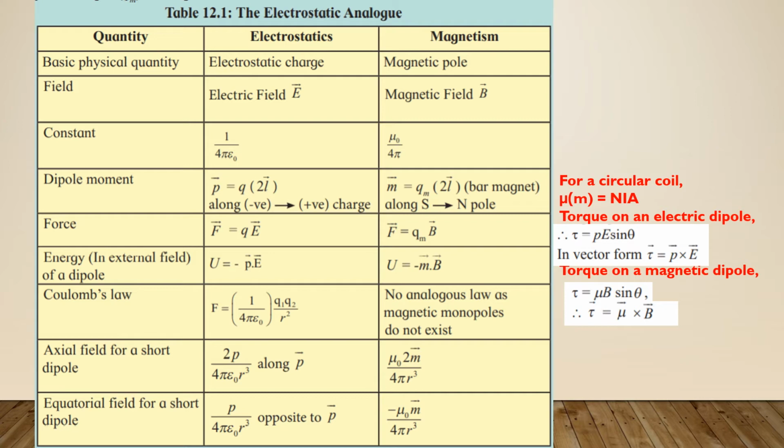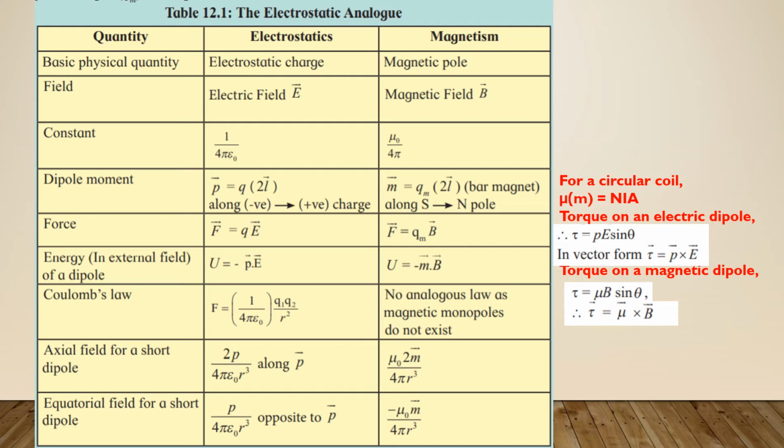In electrostatics, the basic physical quantity is the charge at rest, Q, which produces an electric field in the surrounding medium. The strength of the field is measured as E bar. Whereas in magnetism, the basic physical quantity is magnetic pole, denoted by Qm, which produces magnetic field around it, the strength of which is measured in terms of B bar.